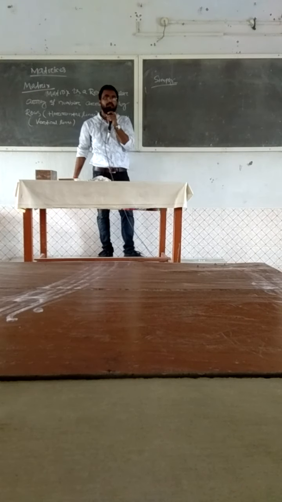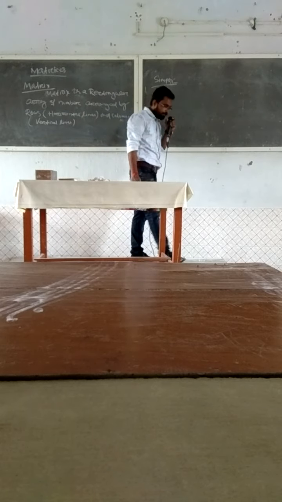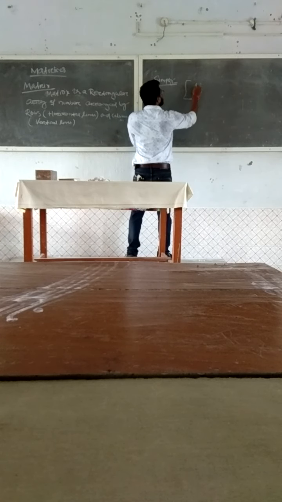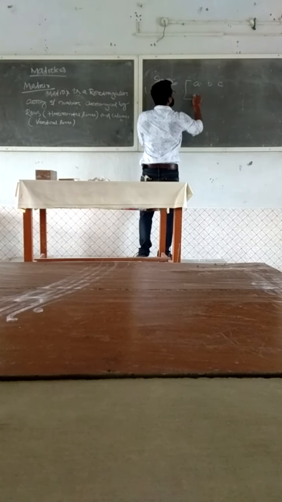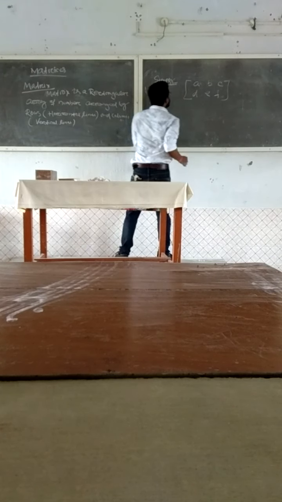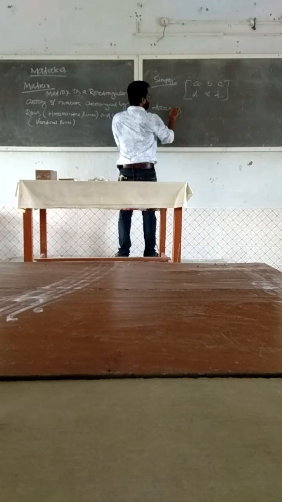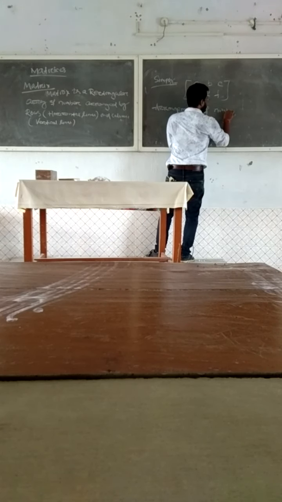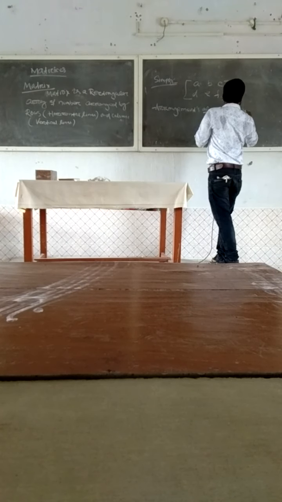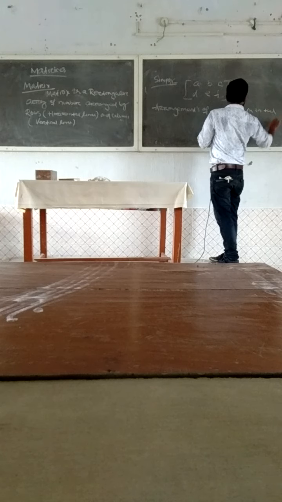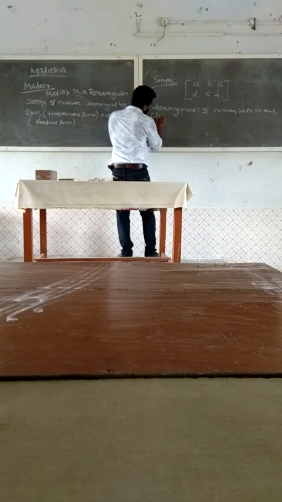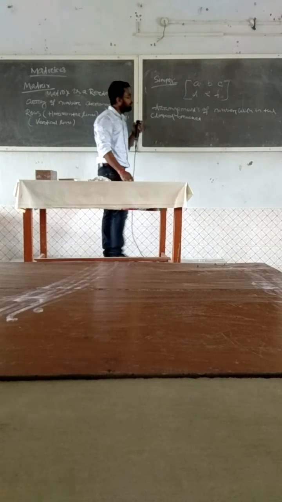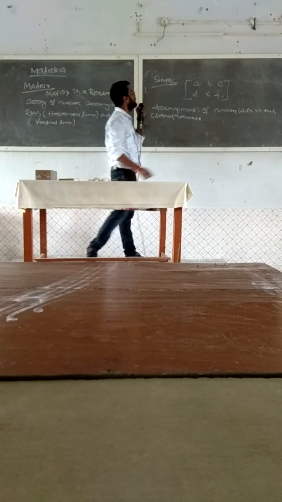Simply we can say that a matrix is an arrangement of numbers within closed brackets, like A, B, C, D, E, F. The arrangement of numbers within the closed brackets.